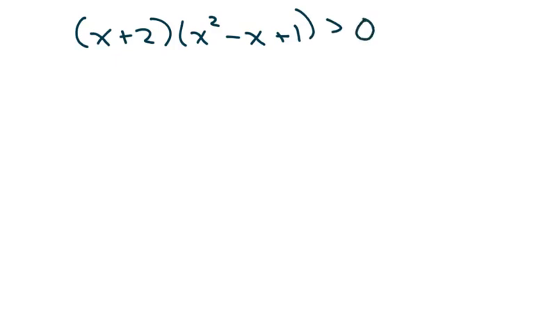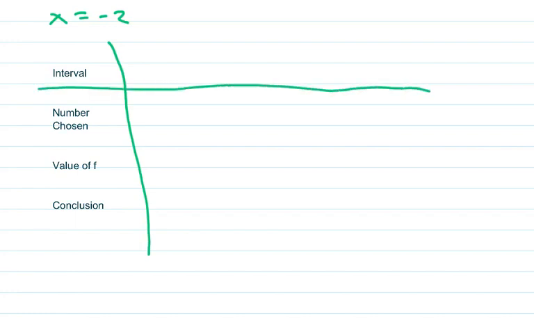So our solutions are basically x equals negative 2, or you could say negative 2 comma 0. The quadratic has no real solutions, it only has complex solutions. So we're going to go to our interval, and it's x equals negative 2. So what we want to do is check from negative infinity to negative 2, and then from negative 2 to infinity.